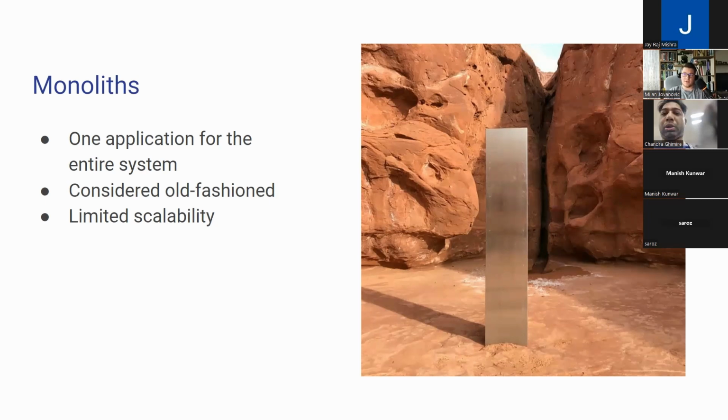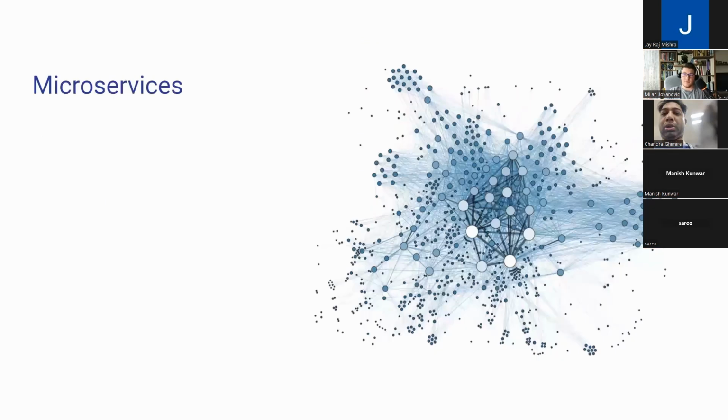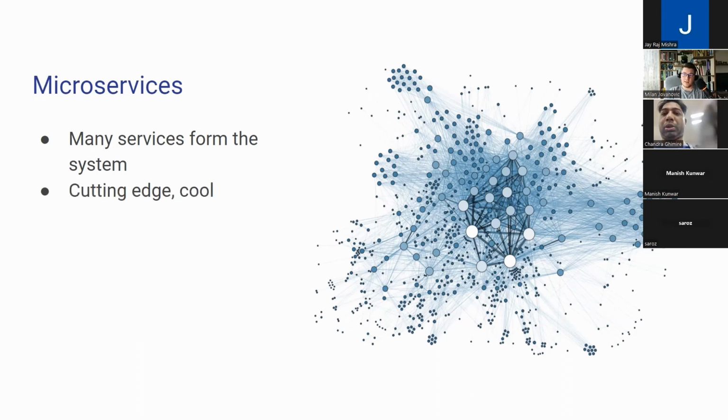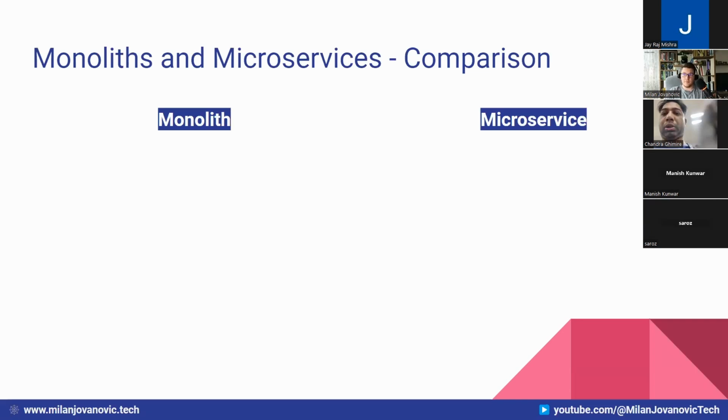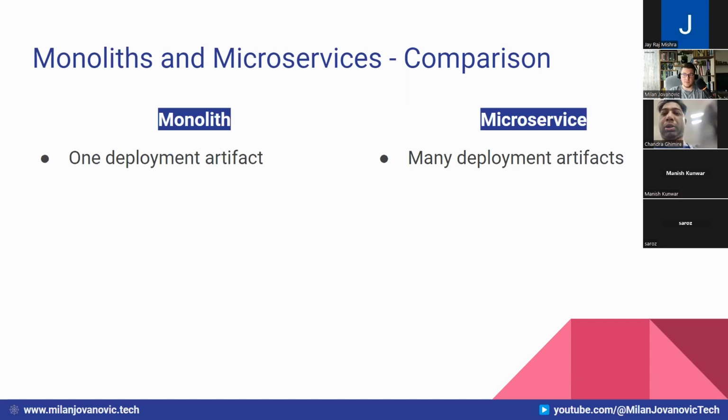And on the other end of the spectrum, we have the microservices architecture, where many individual services come together to form the complete system. It's cutting edge and cool. Everybody wants to be working with microservices these days. And in theory, they should have infinite scalability, although in reality, it's a little bit different. Now, let's try to do a comparison between monoliths and microservices on some key points.